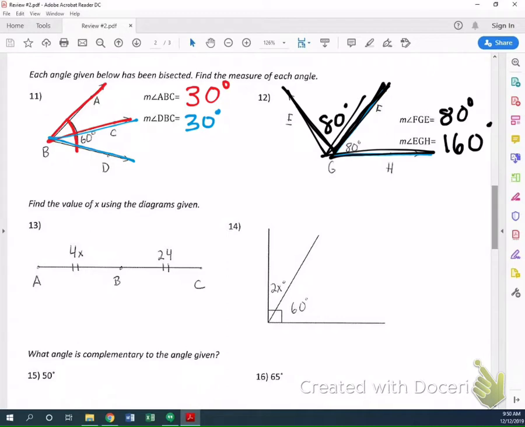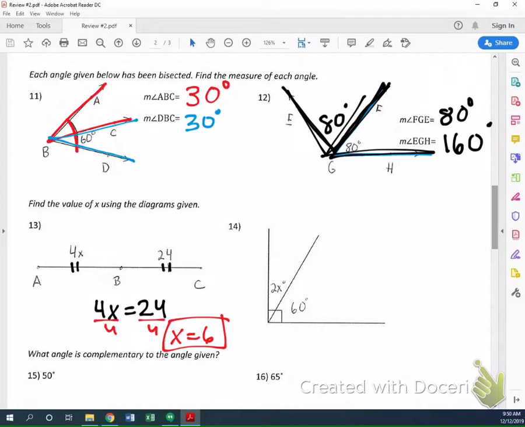All right, number 13. The segments are labeled as being congruent because they're marked in the same way. So what do I do with the 4x and the 24? 4x equals 24. Yeah, you set them equal to one another, and then you can solve for the x. Divided by 4 equals X equals 6. Good.